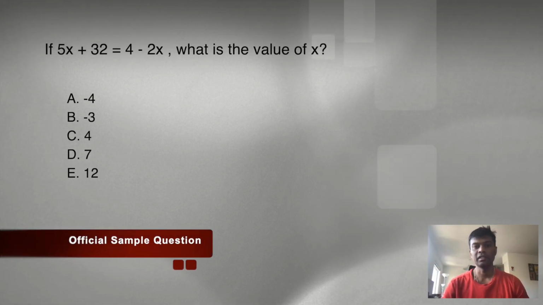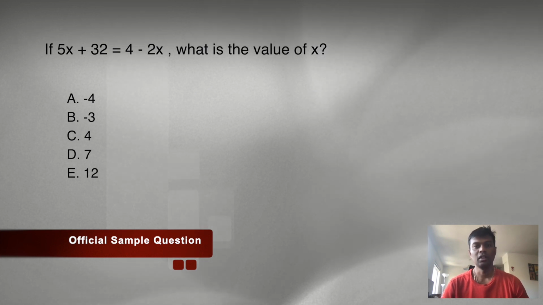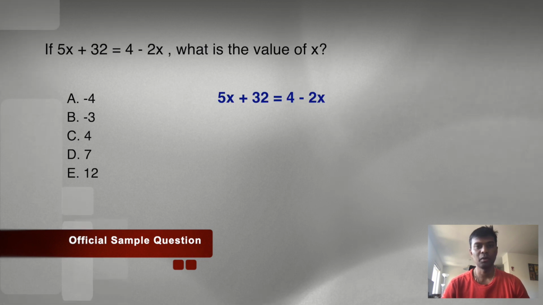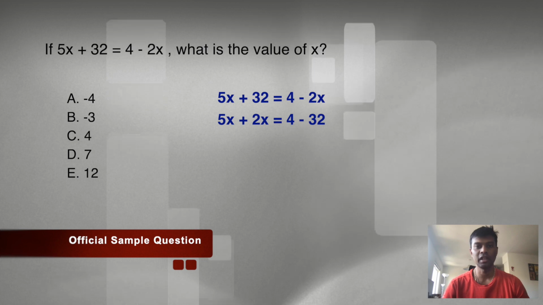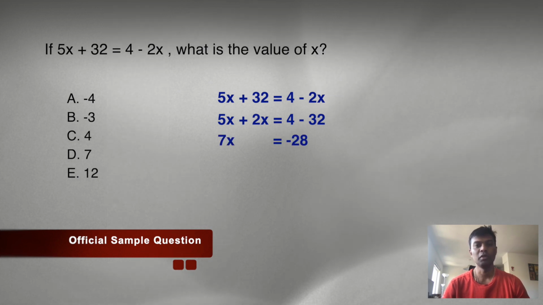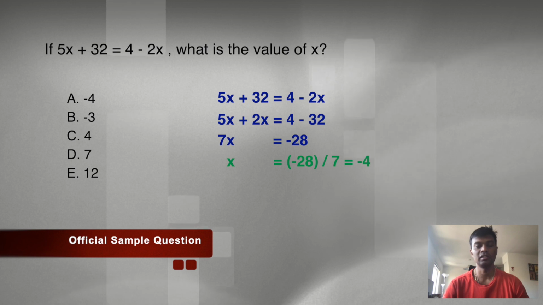If 5x plus 32 equal to 4 minus 2x, what is the value of x? This is a very simple algebraic formula. We just need to move the 2x, so it becomes like 7x equal to, moving 32 to the other side, we get minus 28, and all we need to do is x equal to minus 28 divided by 7 equal to minus 4. Hence the answer choice is A.